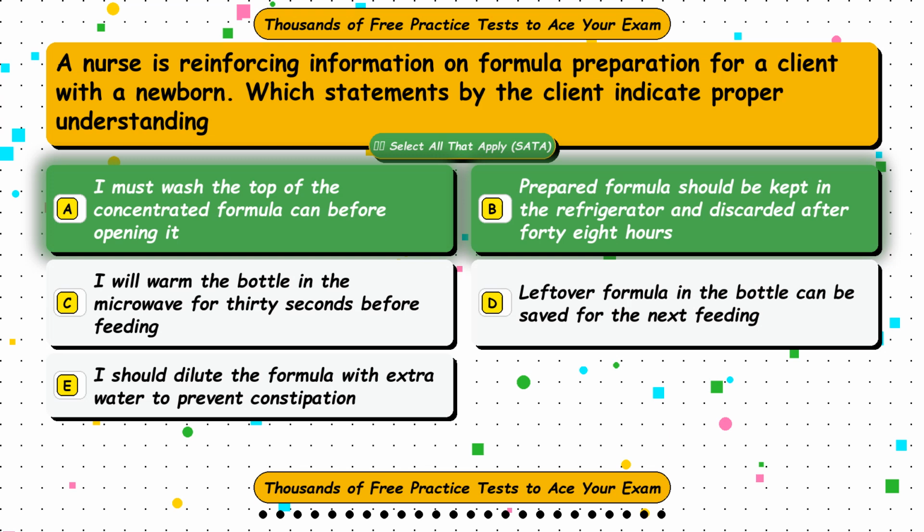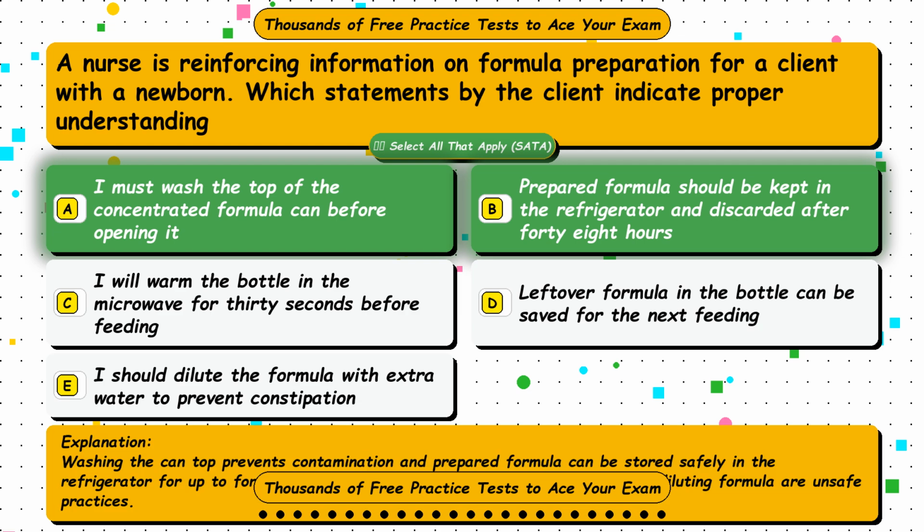The correct answers are options A and B. I must wash the top of the concentrated formula can before opening it. Prepared formula should be kept in the refrigerator and discarded after 48 hours. Washing the can top prevents contamination, and prepared formula can be stored safely in the refrigerator for up to 48 hours. Microwaving, saving leftover milk, and diluting formula are unsafe practices.